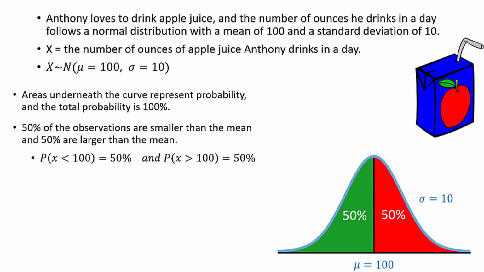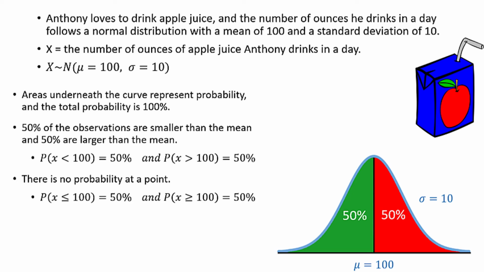Also, since the normal distribution is a continuous distribution, there is no probability at an individual point. So we can also write the previous two statements as the probability x is less than or equal to 100, or the probability x is greater than or equal to 100, and they will still both equal 50%. The probability x equals any individual value is equal to 0, such as the probability x is equal to 100. Since the normal distribution is continuous, the probability we observe any individual value is always 0.